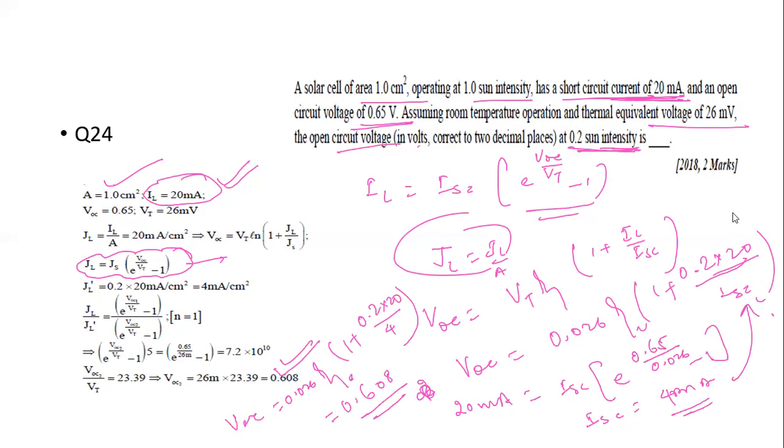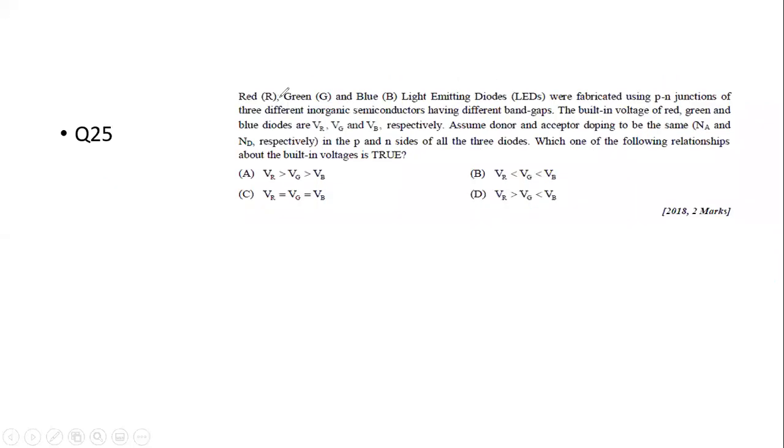Now come to the next question. Light emitting diodes are fabricated using the p-n junction of 3 different inorganic semiconductors having different band gaps. The built-in voltages of red, green, and blue are given. Assume donor and acceptor doping concentrations on the p and n sides are the same for all three diodes. Which of the following relationships about the built-in voltage is true? कौन सा built-in voltage का relationship true है?